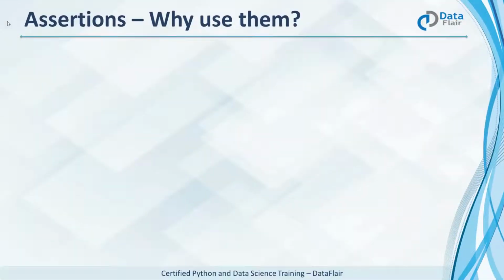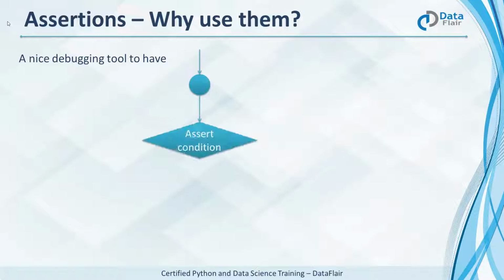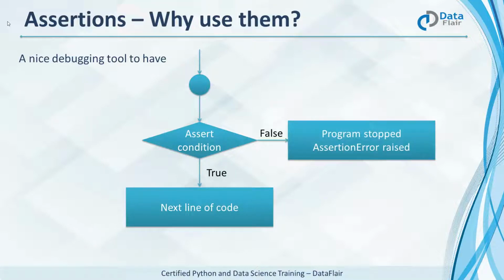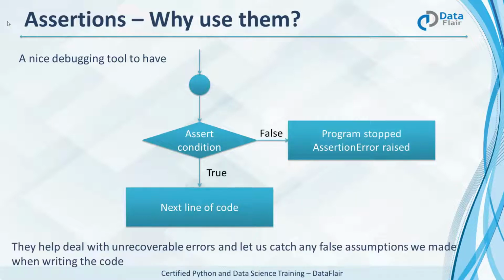Why use assertions? Assertions are a nice debugging tool to have. Begin. Get to the assert condition. If this is true, move on to the next line of code. Otherwise, the program is stopped and an assertion error is raised. Using assertions is a way to deal with unrecoverable errors. If we made false assumptions while writing the code, assertions let us catch them as they help us ensure correct flow at every step of the way.